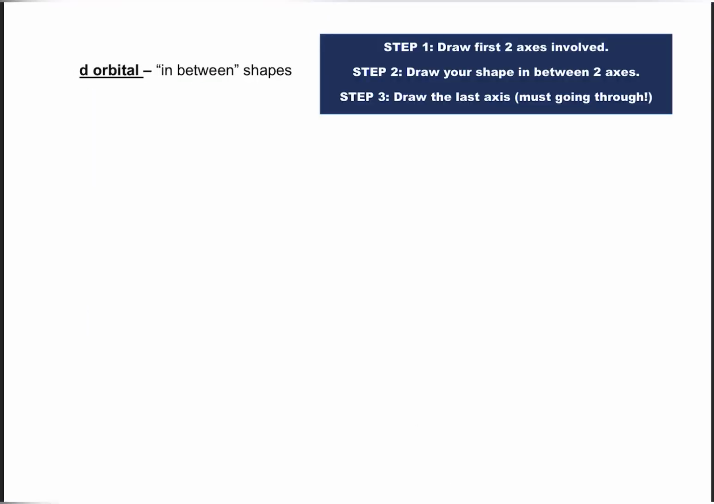Now let's continue with the in-between shapes. There will be 3 different shapes here. So I'm going to label first. I have dxz, dyz, and dxy. So these 3 are my labeling. Hence, I'm going to draw one by one.